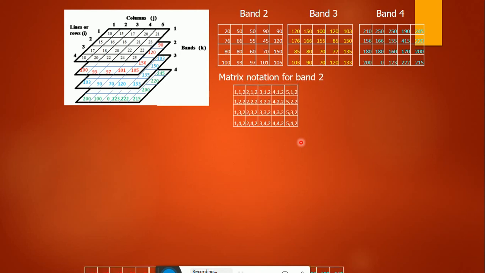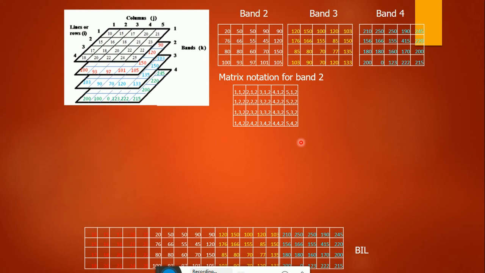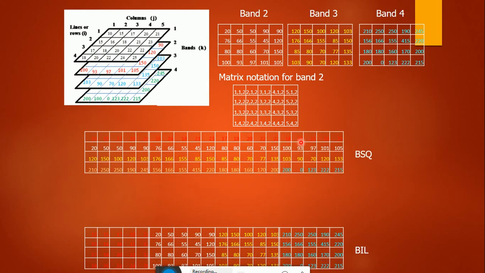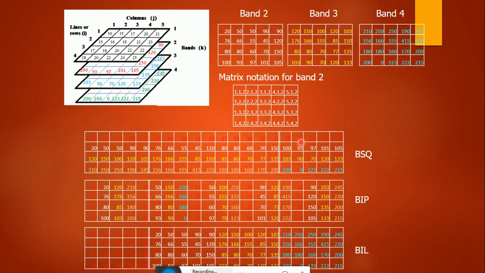Third is the band interleaved by line. Data stores pixel information band by band for each line. Given a 3 band image, all 3 bands of data are written for row 1, all 3 bands of the data are written for row 2, and so on until the total number of rows in the image is reached. Value is a CBR.